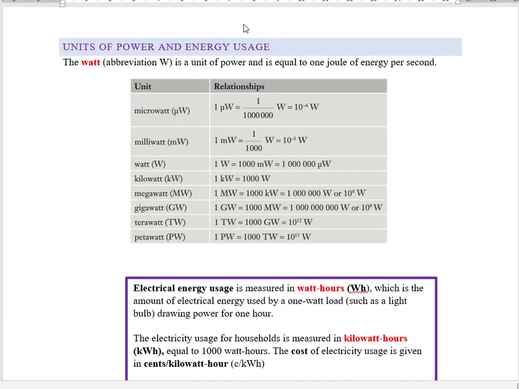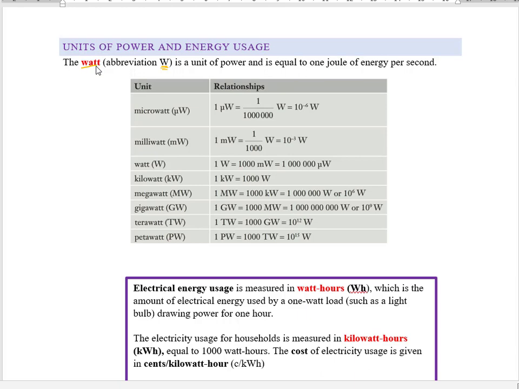So now that we've looked at some statistics, what we're going to do is we're going to look at how power and energy is measured. And it's measured in the watt, with this measurement with a capital W. And it's a unit of power and it's equal to 1 joule of energy per second.